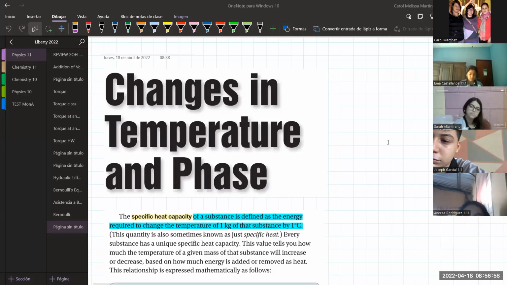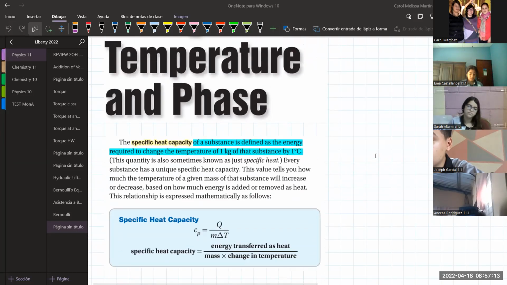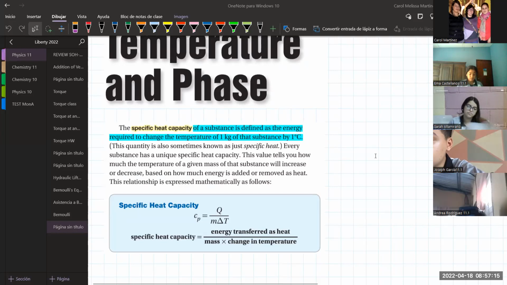Okay, the first topic that we're gonna be seeing in chapter 9 is called changes in temperature and phase, but I like to call it specific heat capacity. Okay, first we define what specific heat capacity is. It's a topic that people dislike. I don't know why. I love it. It's one of my favorites because we see it every day.